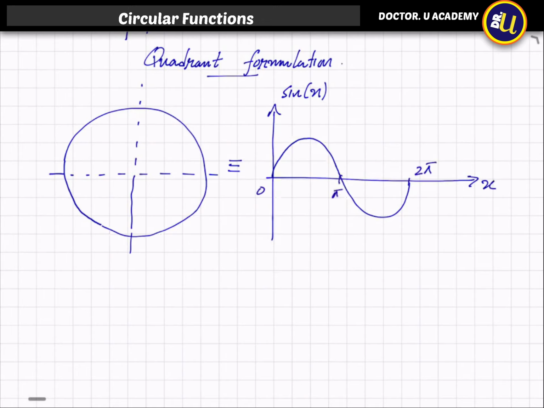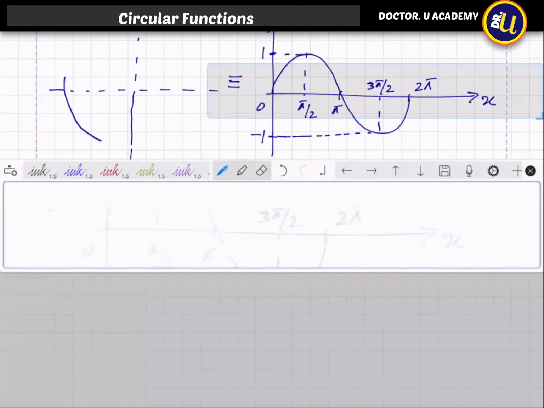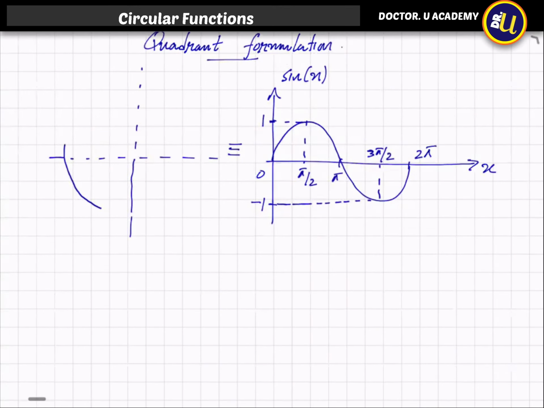So you have pi here, you have pi divided by 2 here, and there you have 3 pi divided by 2. Then this one would be 1, and the y value of this point would be minus 1. So suppose that there is a person here, and at the next instant he is going to move to this point.